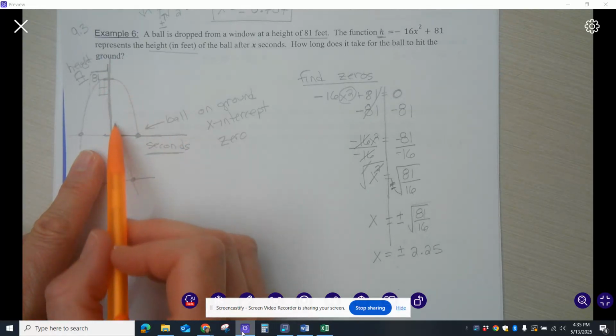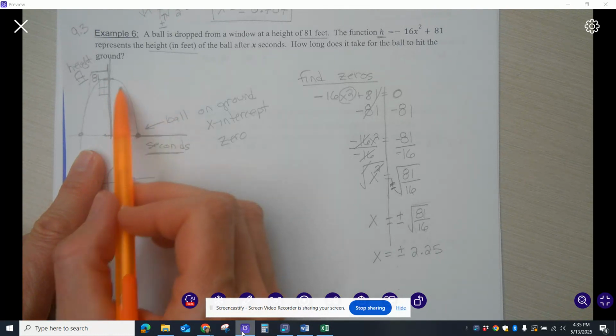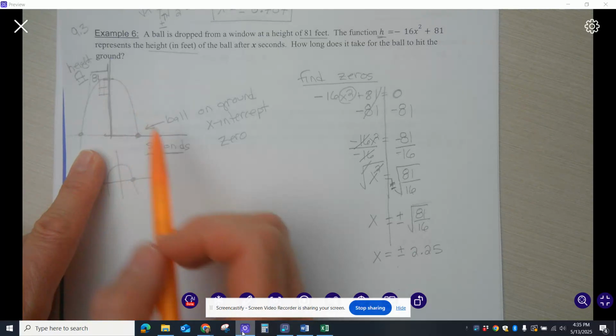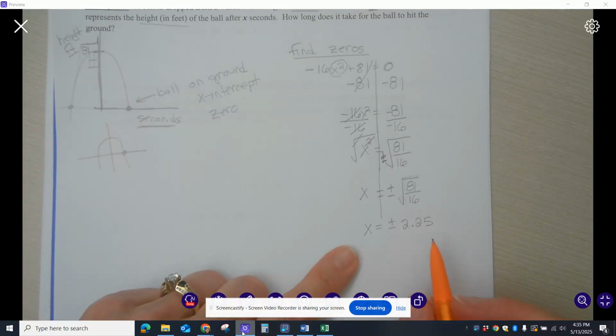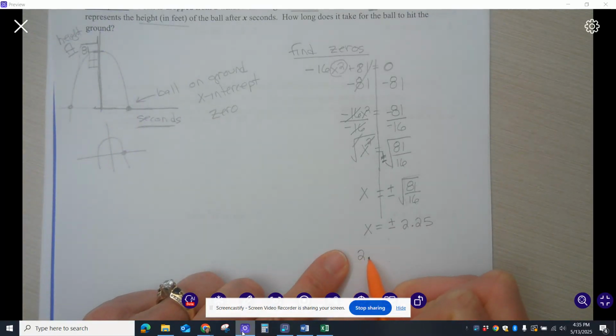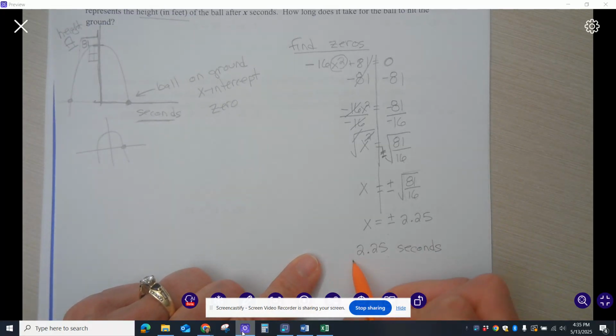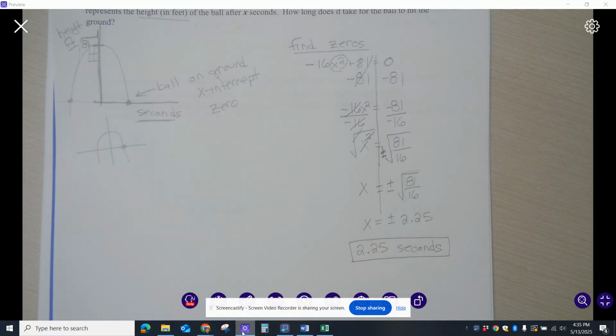So I only want the positive solution, which when we're doing these real world situations is typically what we want. We want all of the information in quadrant 1 where x is positive and y is positive. So the only answer I want here is positive 2.25 seconds. Remember, a story problem requires a story answer. Do not forget your units. 2.25 seconds is when the ball hits the ground. Okay, that's it for lesson 9.3, sorry.